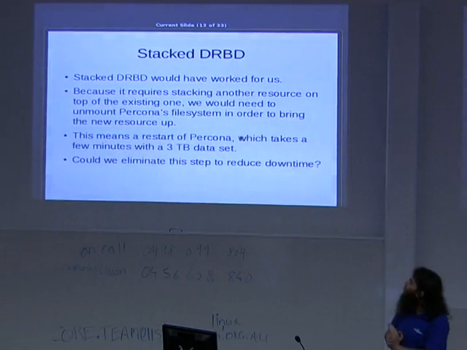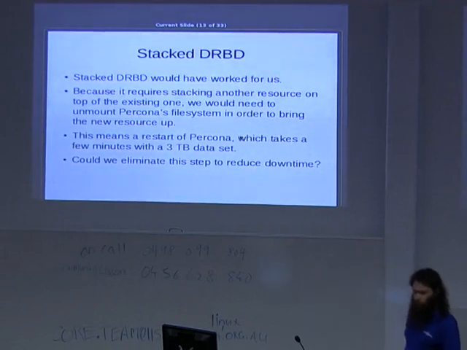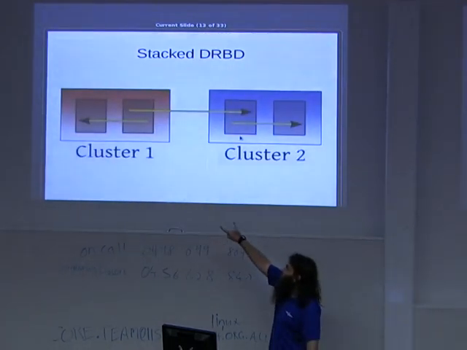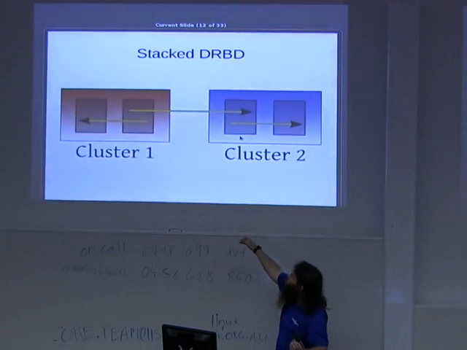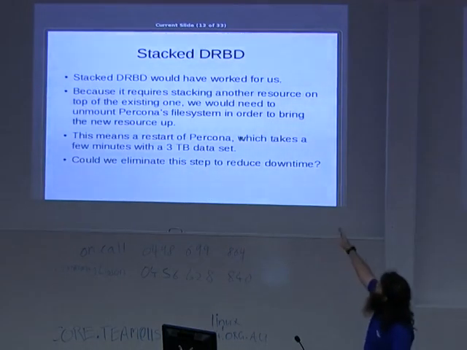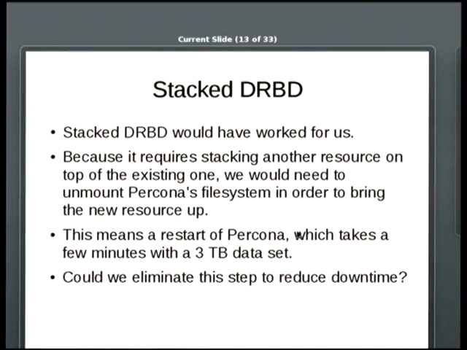With the caveat that because it requires stacking another resource on top of the existing one, as you will note, the resource in cluster 1, which is what we had to start with, would need another resource stacked on top of it. We would have needed to unmount Percona's file system, which requires a Percona restart in order to stack that resource on top. That takes a few minutes with a 3 terabyte data set, and we wanted to try and minimize downtime as much as possible.